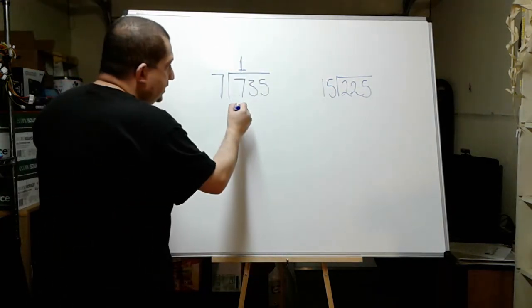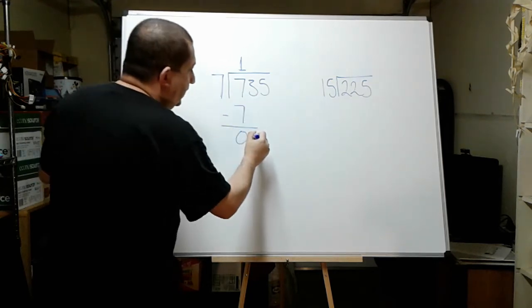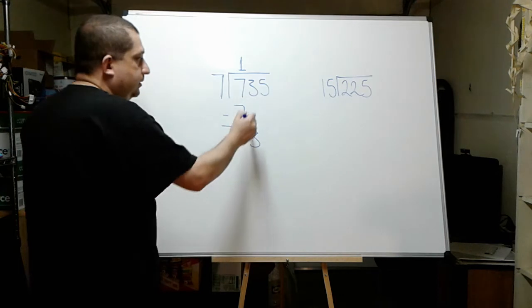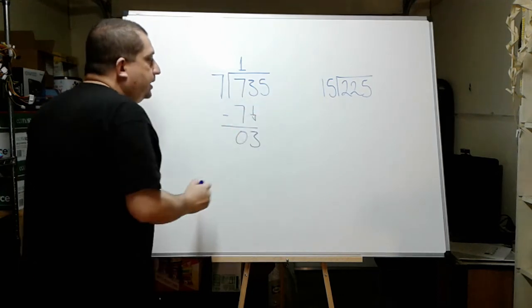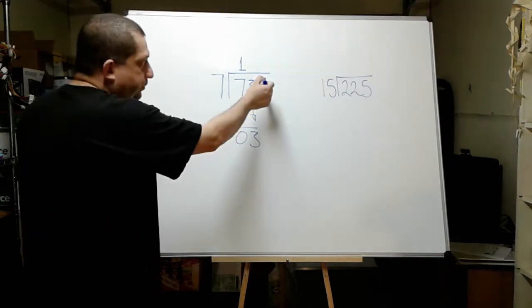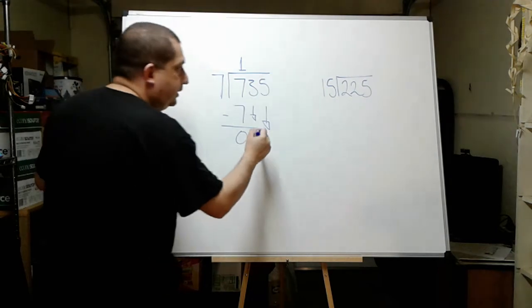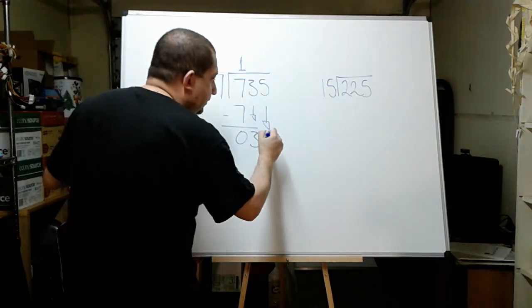1 times 7 is equal to 7. 7 minus 7 is equal to 0. And I'm going to bring down the 3. Okay? Bringing down the 3. Now, can the 7 go inside of the 3? No, it cannot. So I'm going to bring down the next number now. Because it cannot go inside of the 3, I'm going to bring the 5 right here.